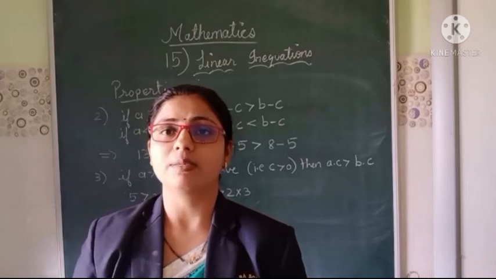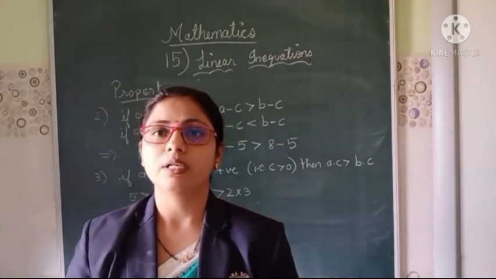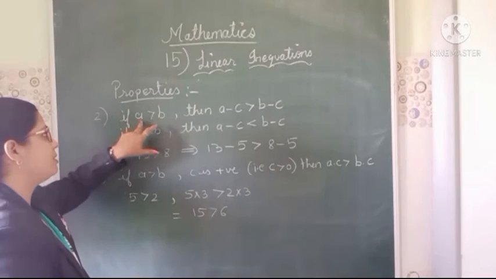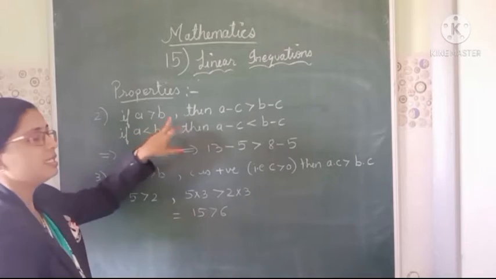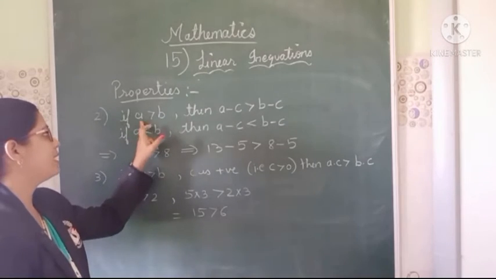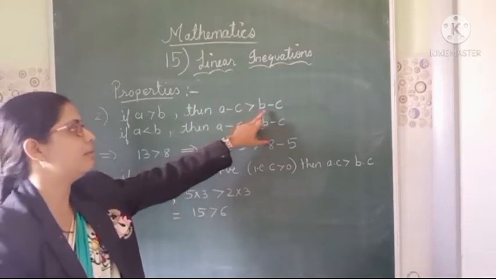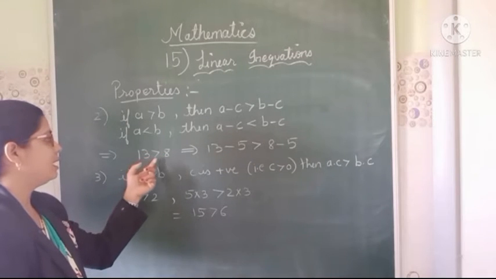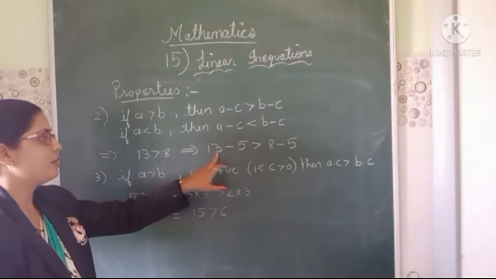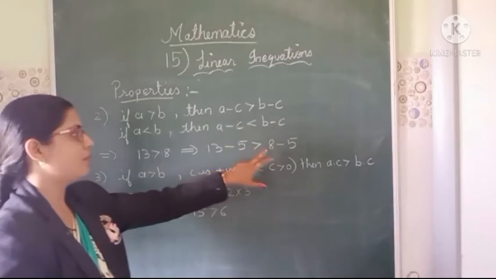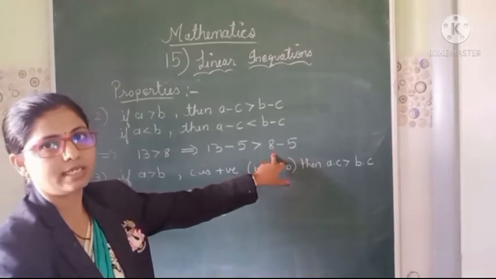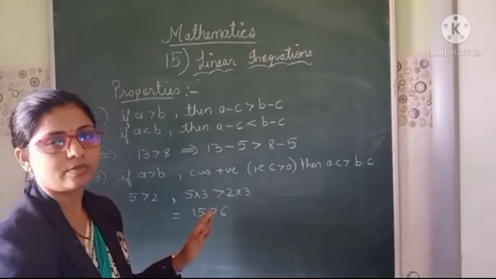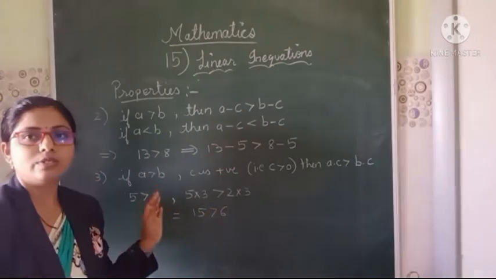Now the next property, subtraction. If we subtract any number from both sides of whatever statement is given, the sign will still remain the same. That means if a < b, then a - c and b - c, the sign will still be the same. For example, 13 is greater than 8. If you subtract 5 from 13, and subtract 5 from 8, afterwards you will see that the sign does not change. This is the truth you have to see.